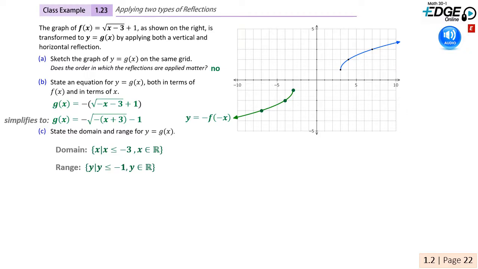I hope that made sense. Kind of a tricky idea about order mattering or not, because in some cases it does and it's very important, but here it wouldn't make a difference.